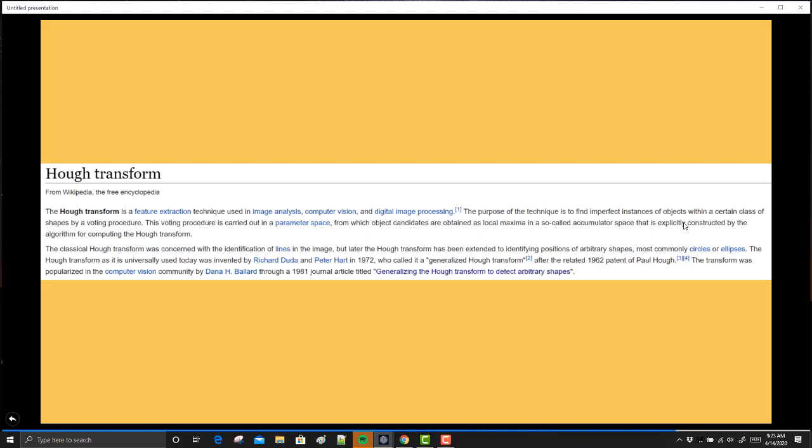The Hough transform is a feature extraction technique used in image analysis, computer vision, and digital image processing. The purpose of the technique is to find imperfect instances of objects within a certain class of shapes by a voting procedure. This voting procedure is carried out in a parameter space, and we'll be talking about that parameter space.